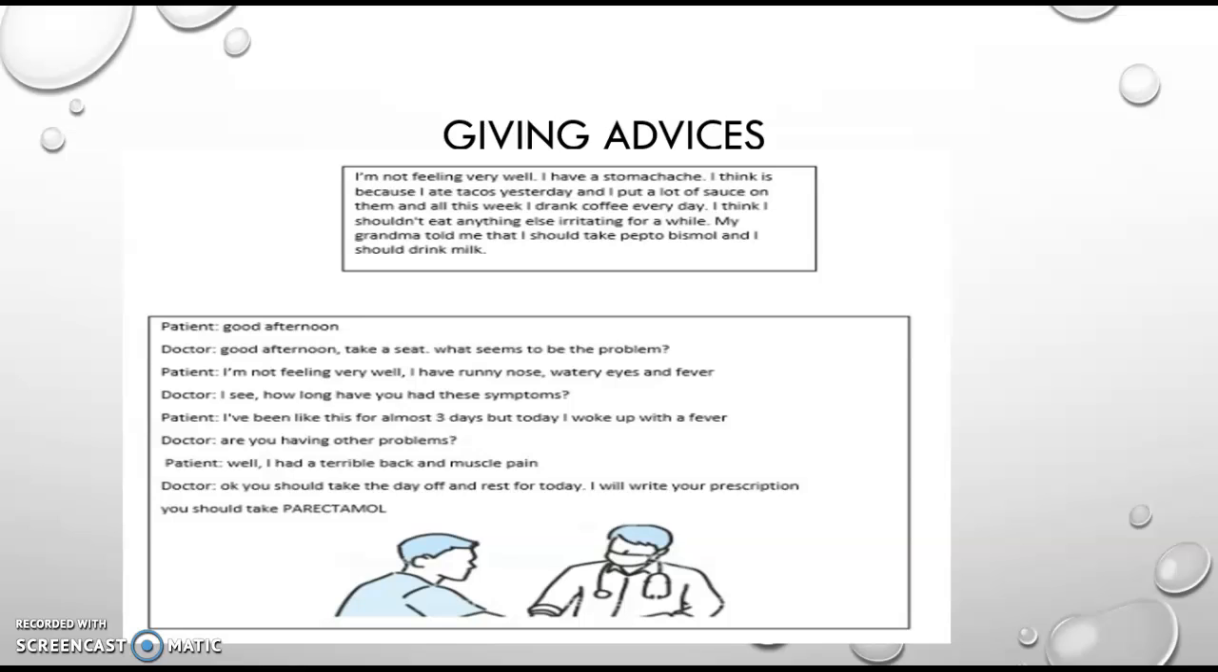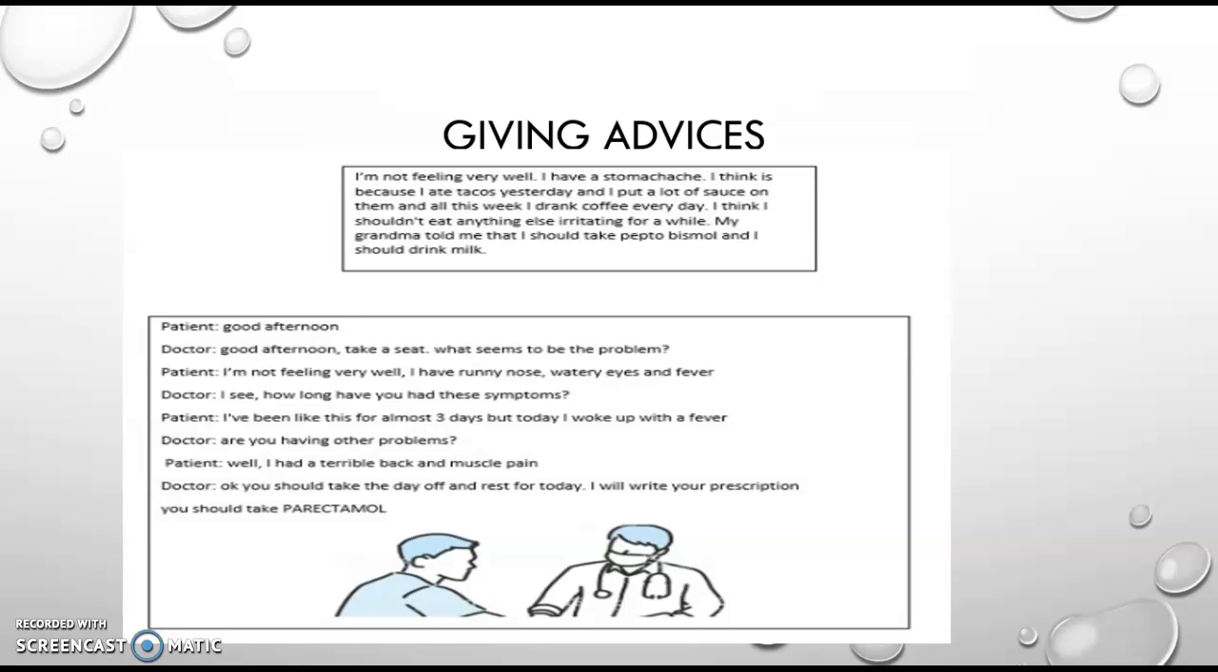so we have here an example about the use of this language. In this first chart, we have a text about a person who has a stomach ache. So I'm going to read. I'm not feeling very well. I have a stomach ache, and I think it's because I ate tacos yesterday and I put a lot of sauce on them, and all this week I drank coffee every day. I think I shouldn't eat anything else.